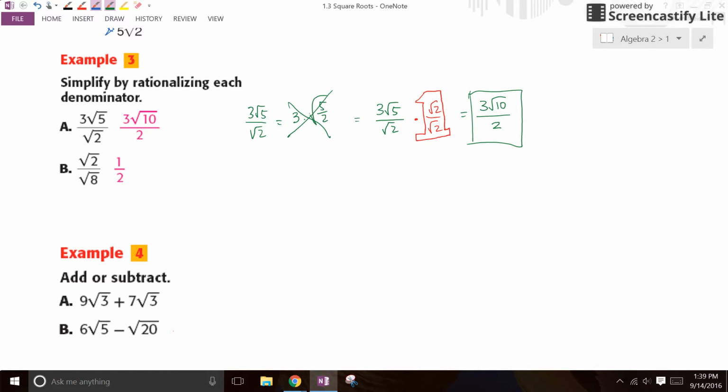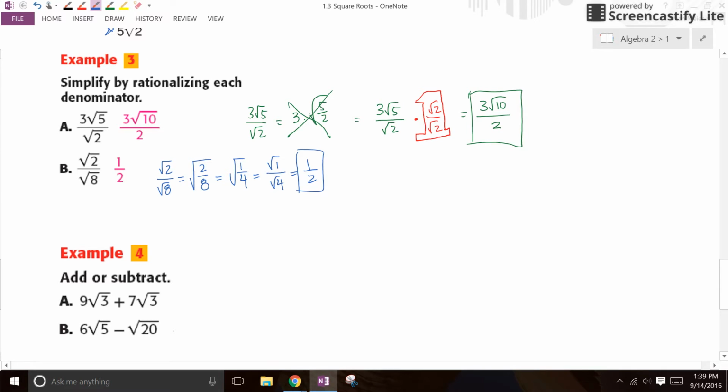All right, what about this one here? B. If I'm going to do B, I got root 2 over root 8. Now I'm like, ooh, I can reduce that, right? I can make this 2/8, which means I can make that 1/4, which means I can make that the square root of 1 over the square root of 4, which is 1/2. And I jump up and down.